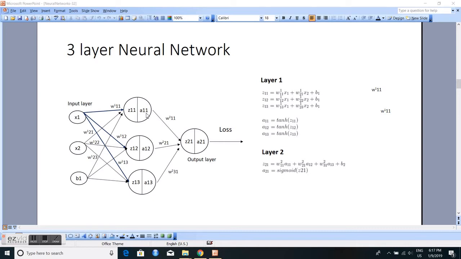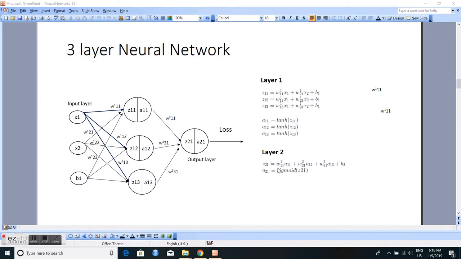Typically sigmoids are used at the output layer, because sigmoid has the characteristic of 0 and 1, and in the intermediate layers, typically a tanh or a ReLU is used because you get better performance. So here in this intermediate hidden layer, I've used the tanh as the activation function. So A11 will be tanh of Z11, A12 will be tanh of Z12, and A13 will be tanh of Z13.